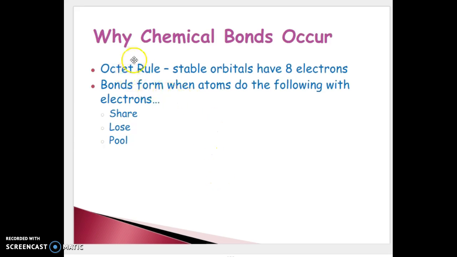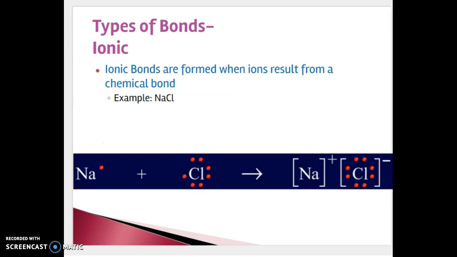We studied the octet rule, so in order to feel stable, atoms will try to bond to gain or lose electrons so that they have 8 electrons paired up in their outer orbital, their valence shell orbital. Generally they will do this when they're sharing electrons or losing electrons, or for those middle metals, they would pool electrons. So the easiest way to show this is what we used in class, the Lewis dot model.